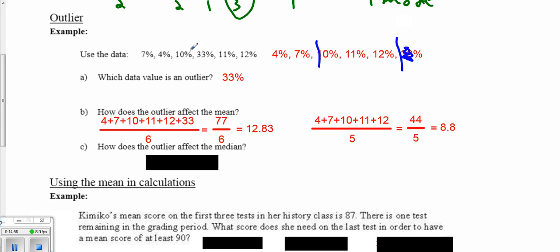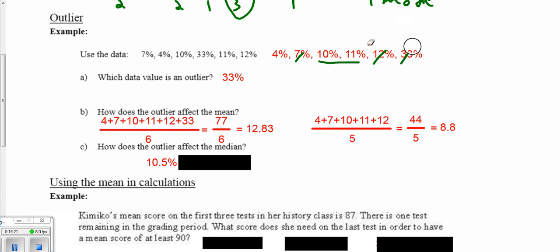How does the outlier affect the median, though? Well, let's erase this. Let's calculate the median with this one in place. So we'll cross out the last, cross out the next last, and we're in between these two. So we want the average of 10 and 11, so we'd have 10.5. So that would be one median if we included that 33.